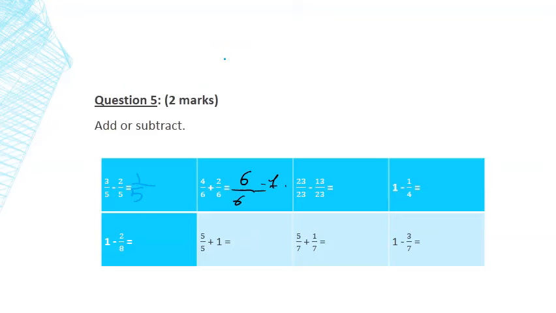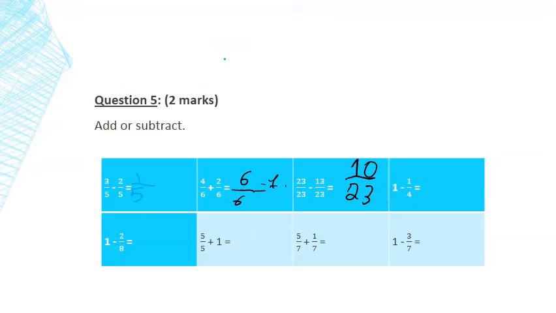Philippe, 23 over 23 minus 13 over 23. We keep the denominator. 23 minus 13 is equal to what? Yes, 10. Okay.